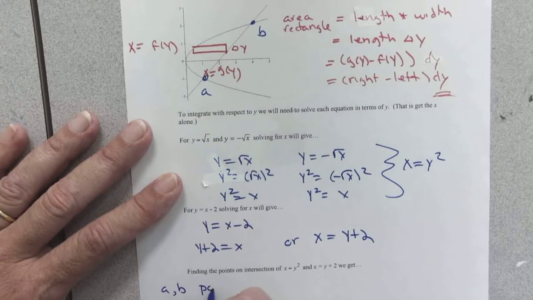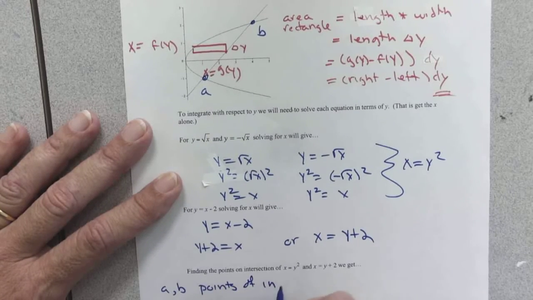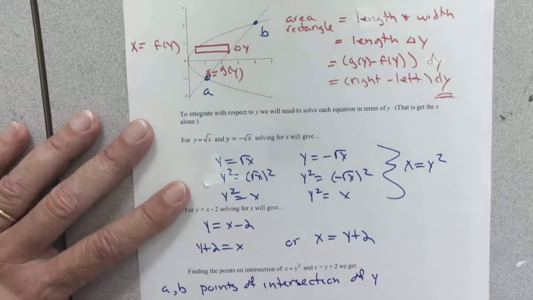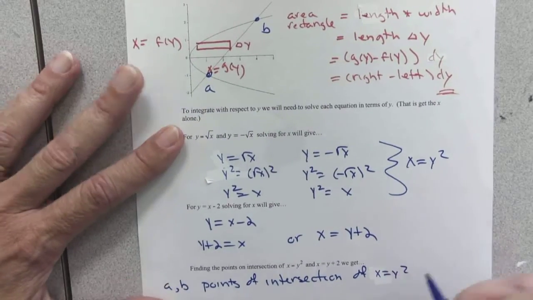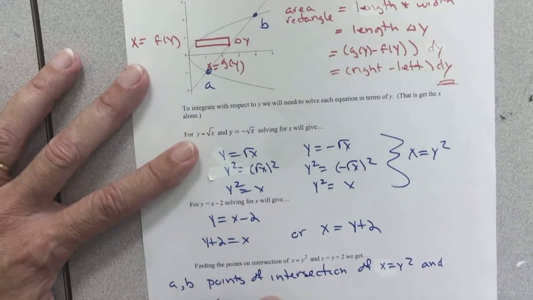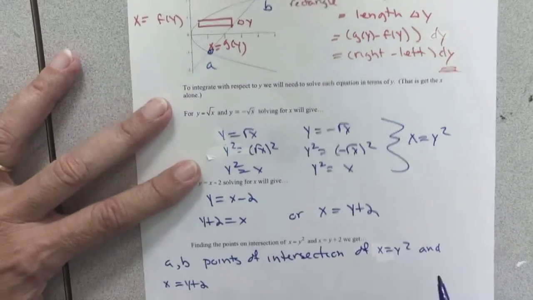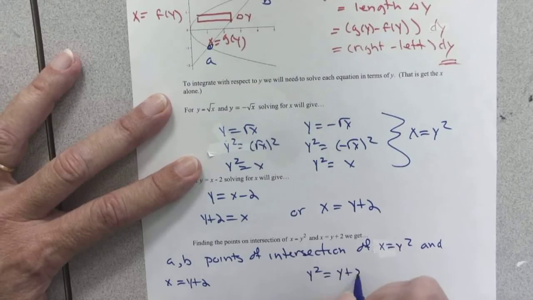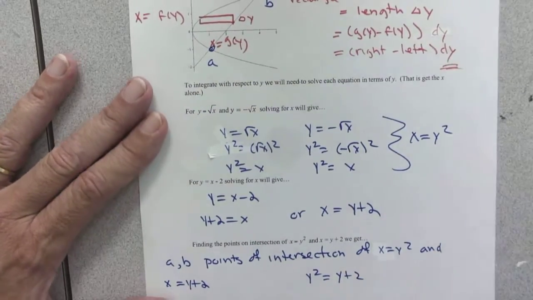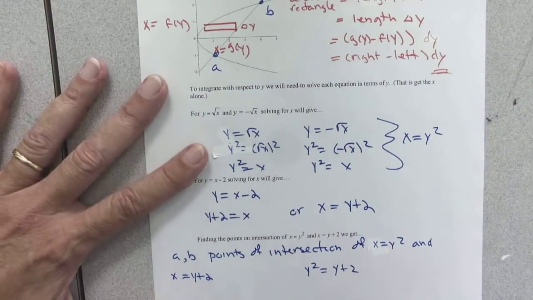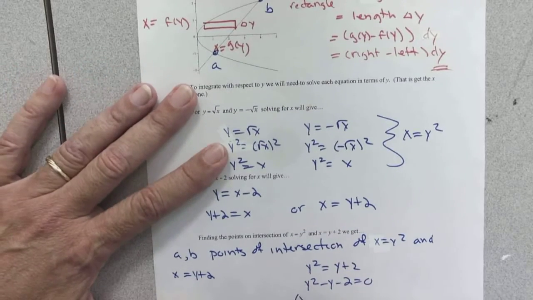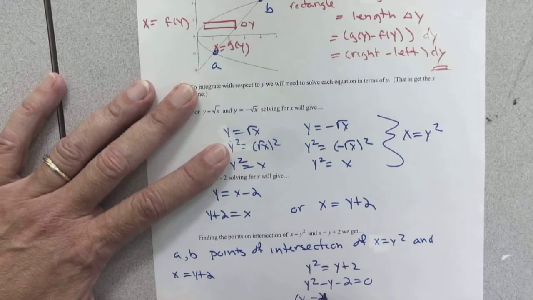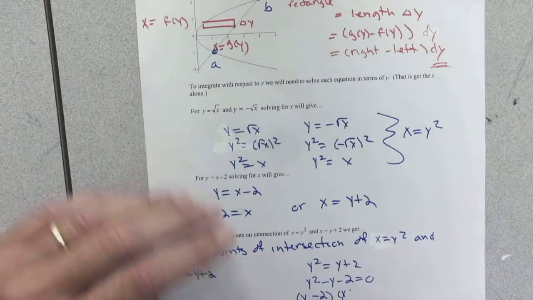So A and B, the points of intersection of x equals y squared and x equals y plus 2. Just like always when finding points of intersection, set the two functions equal to each other and solve. So it's y squared minus y minus 2 equals 0. That factors to (y minus 2)(y plus 1).